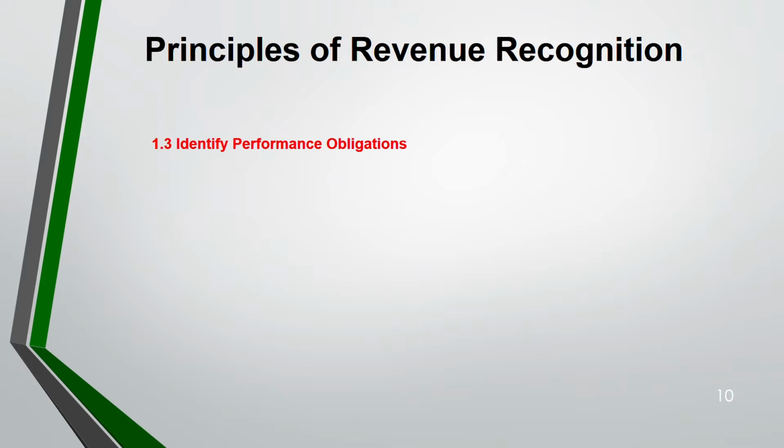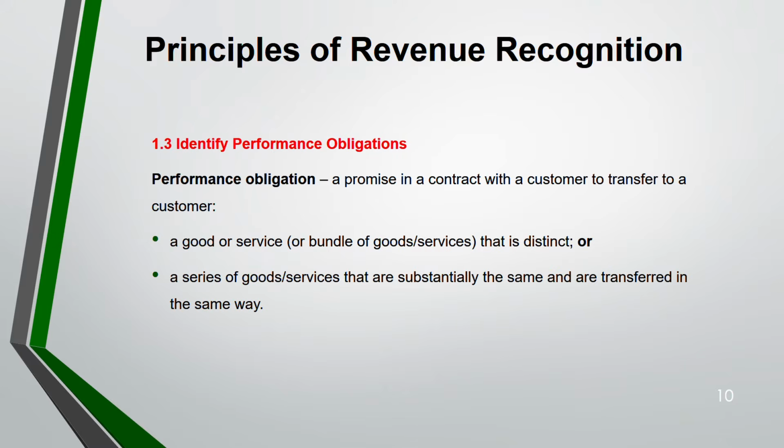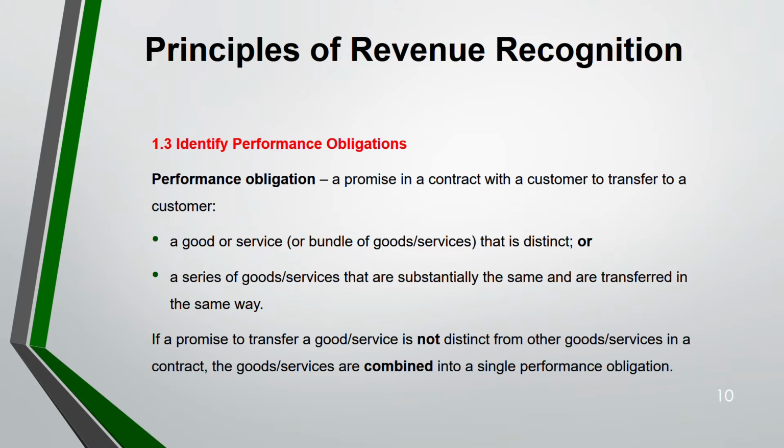Now, second step, performance obligation. What is a performance obligation? It's a promise in a contract to transfer a good or service to the customer. Okay, or a bundle of goods and services, or a series of goods and services that are substantially the same and they are transferred in the same way. You are transferring in the same way, goods and services are the same, but in a series. Rather than giving it at once, you are giving in installments. It is a performance obligation.